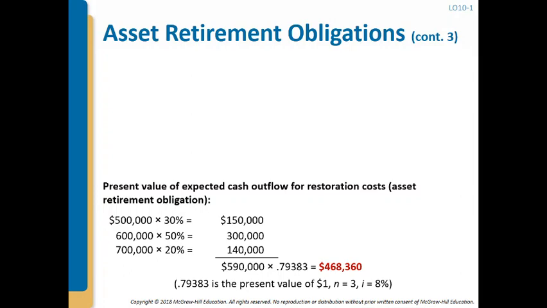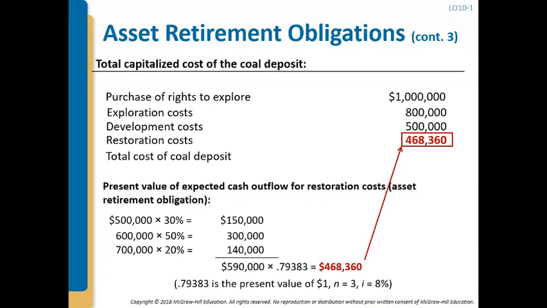We take those sums, we add them up to $590,000, and we multiply that by the present value of $1 at n equals 3, that being the number of periods, 3 years, and at their risk-free interest rate of 8%. And so the discounted present value of 590,000 at 8% for 3 years is 0.79383, or $468,360. And so that's the amount you're going to list as a liability under restoration costs. And it becomes part of the capitalized cost of the coal deposit.